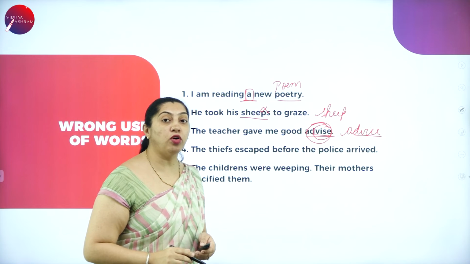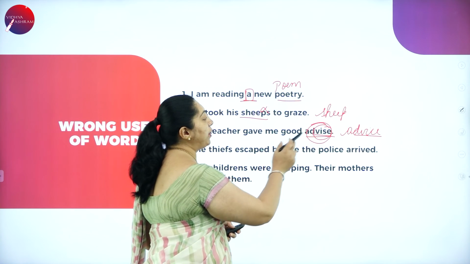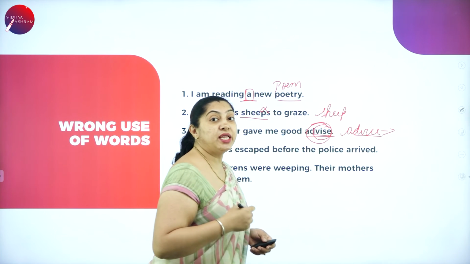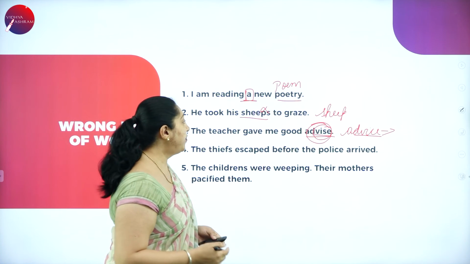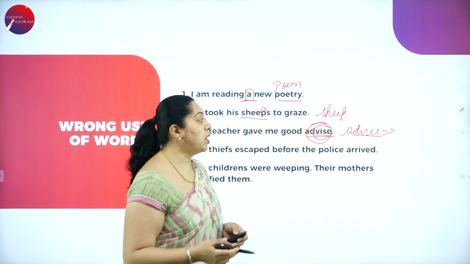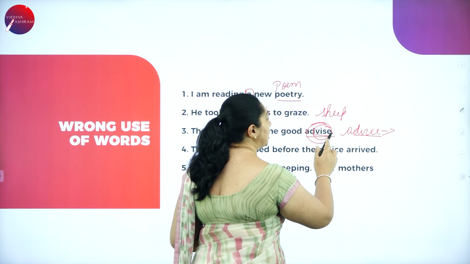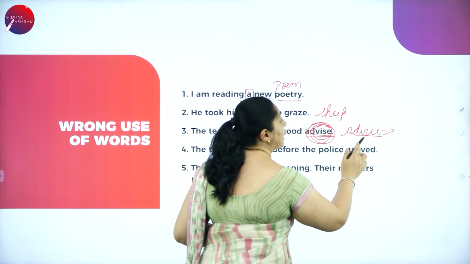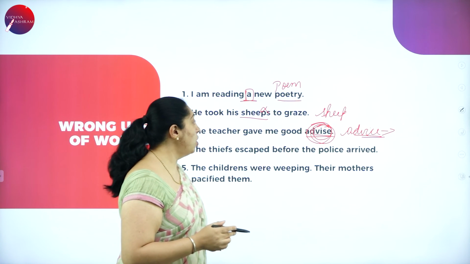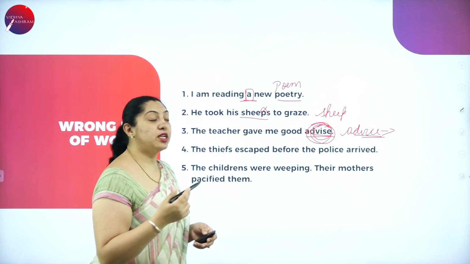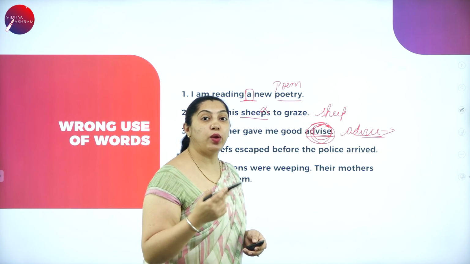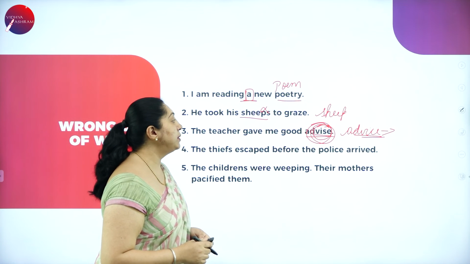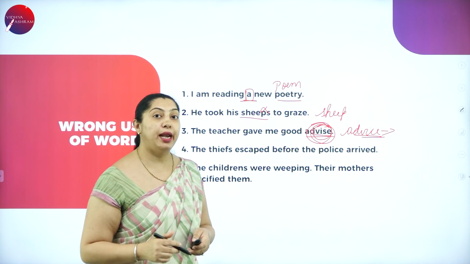Yes, there is a lot of difference. The teacher gave me advice. This advice is something they are recommending. So the difference between advice and advise here is that one is the information. Advice is information. Here it is something recommending. So the correct spelling is advice, A-D-V-I-C-E, not S-E.